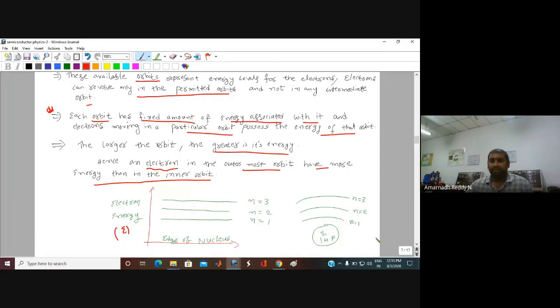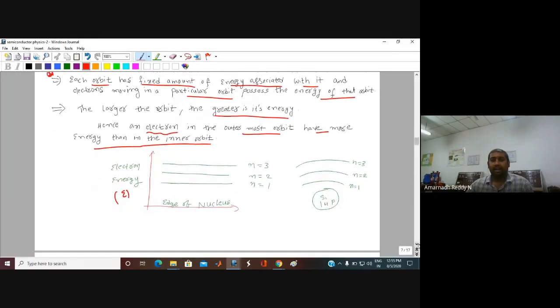It is called silicon atomic structure. If you take the energy band diagram of this, I didn't mention valency band or conduction band, I'm simply taking silicon. This is our nucleus, so that is the edge of the nucleus. It is the first orbit, the second orbit, and the third orbit.